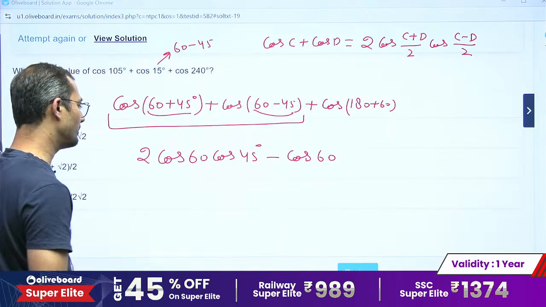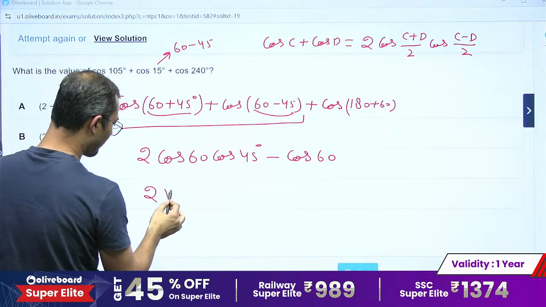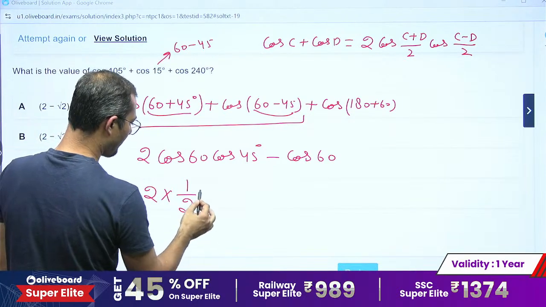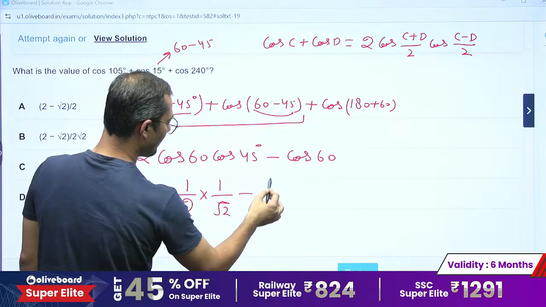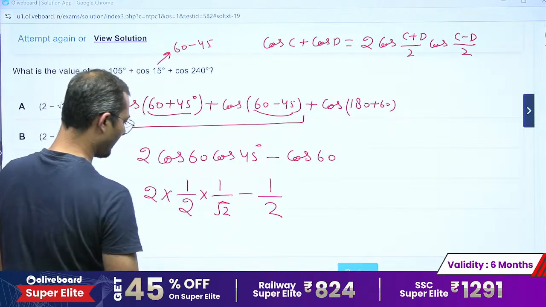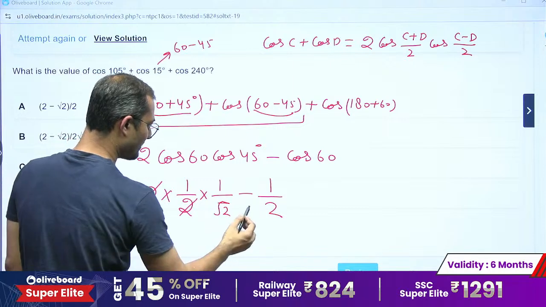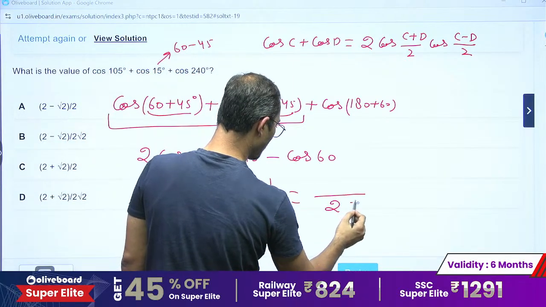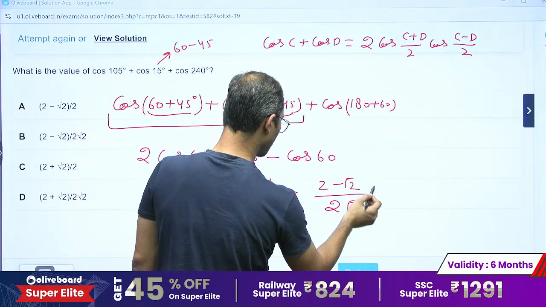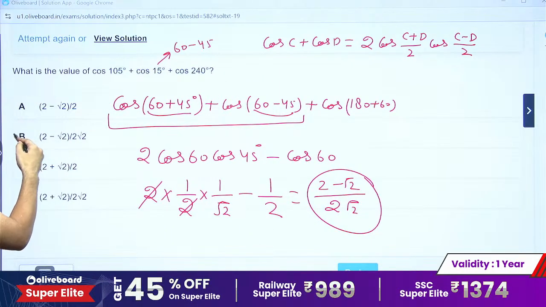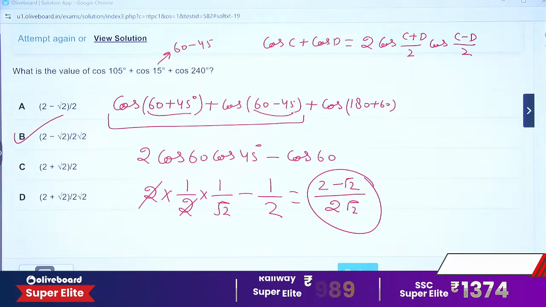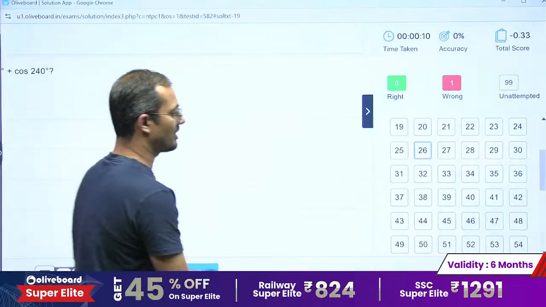So just take the value. See, what is the value of cos 60? Cos 60 is 1 by 2 and cos 45 is 1 upon root 2, right? And what is the value of cos 60? 1 upon 2. Okay, so 2 cancel, LCM is what? Take your LCM, 2 root 2, right? So we can say that 2 minus root 2 divided by 2 root 2. So 2 minus root 2 divided by 2 root 2, B part is the right answer. Very, very easy. B part is the right answer. So moving to next question.